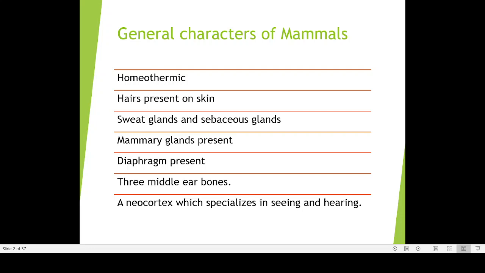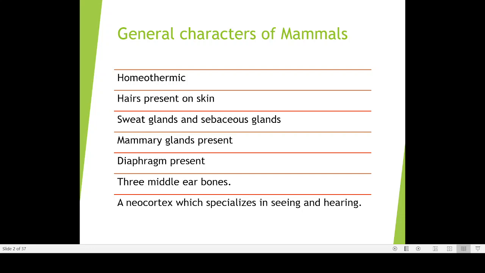The next is the neocortex. The neocortex is a special region of the brain which helps in seeing and hearing. One feature of the mammals is that mammals have a higher ability for vision. If you take human beings, 90% of our knowledge about the environment is through our eyes, because most of what we know reaches our brain through our eyes. So vision, or seeing, is a very important process. But that is not the case in all mammals.